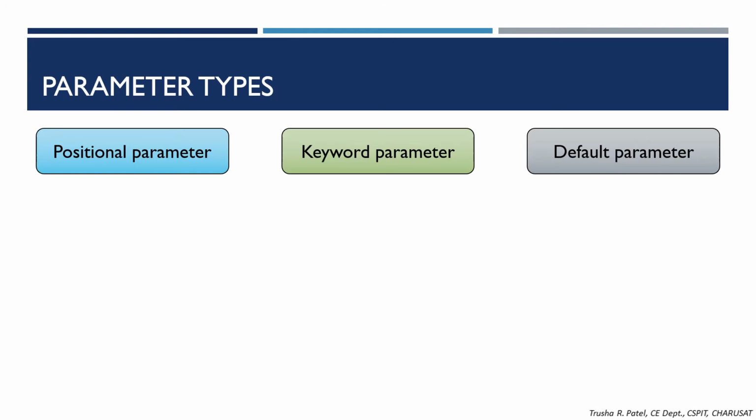Now there are different kinds of parameters available. First is the positional parameter, second is the keyword parameter, and third is the default parameter.